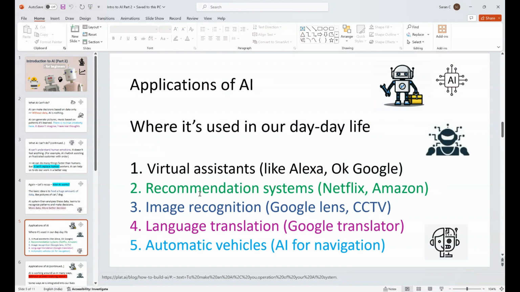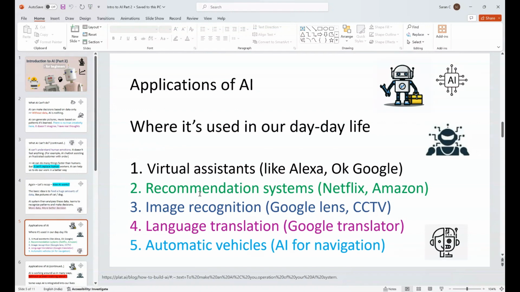The next one is image recognition. Google Lens or CCTV is used to identify people's faces and recognize images. Here they have used ML. The next one is language translation. You should have already used Google Translator, right, for translating English to any other language or any language to English. Here also AI is being used. The next one is automatic vehicles. AI is used for navigating and automatic parking of these vehicles, and all of this is based on AI.